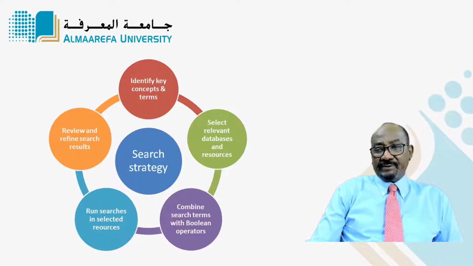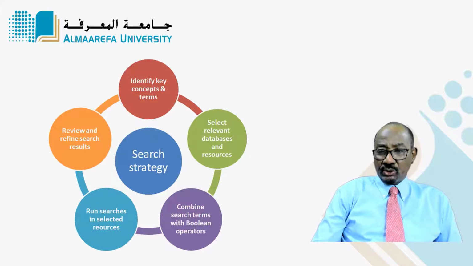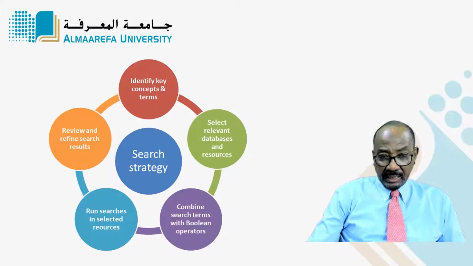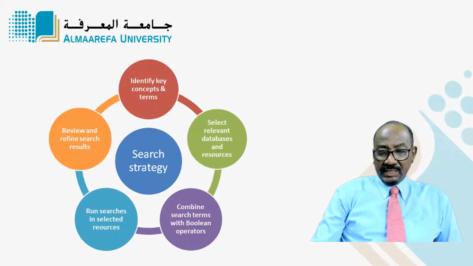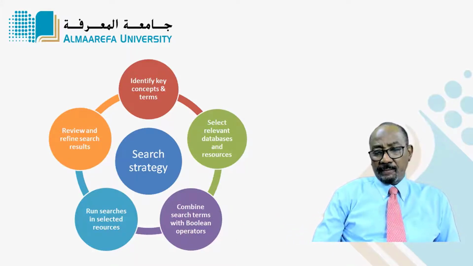And so you have something called the search strategy. You identify the key concept terms, then you select the relevant databases and resources, then you combine the search terms with Boolean operators, and then you run the searches in selected resources, and then you review and refine the search results. You can refine, you can do it again. You do what is known as contingency searching. You search, for example, if it's a very rare topic or a very rare clinical condition, then you use very few words, because if you use many words, you will not find anything. So contingency searching is very important.